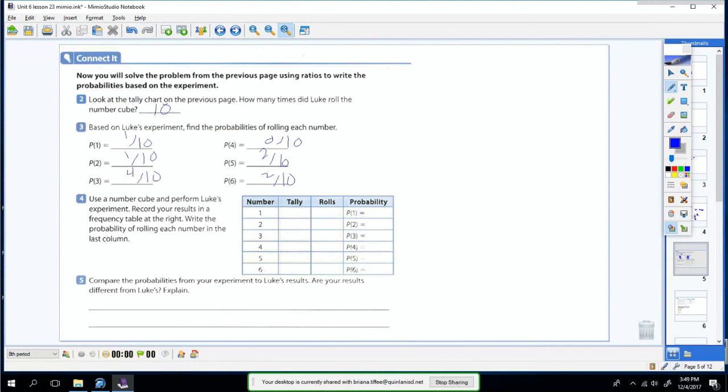So we're not going to do a number cube. And then we're not going to do number 5. Okay.